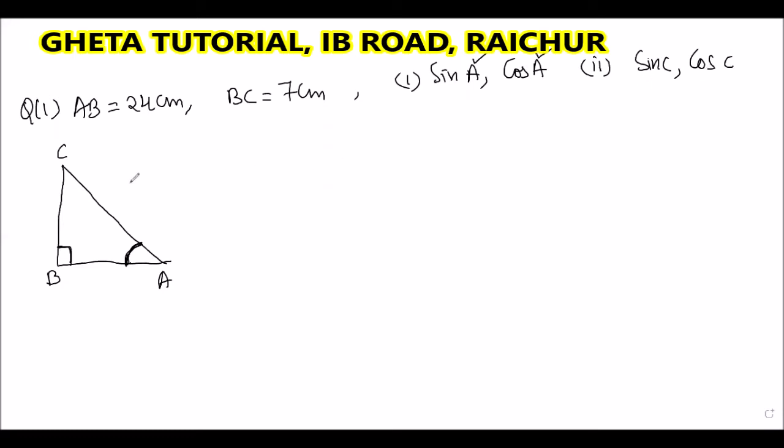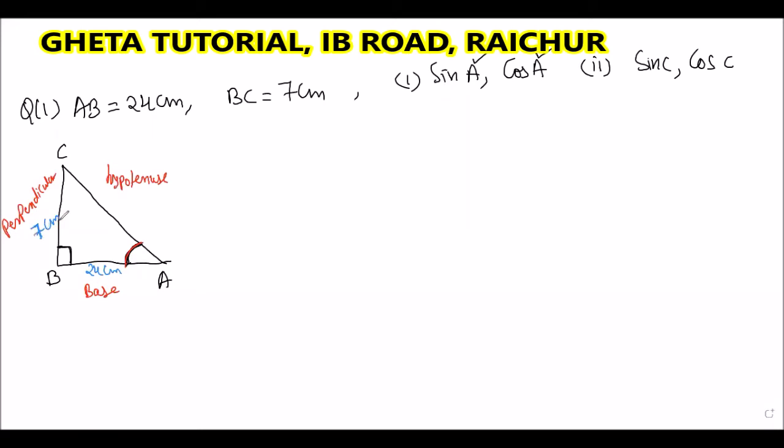So first listen here. Sine A is nothing but angle A. Now here, this is the hypotenuse. The opposite of angle A is called the perpendicular, and this is the base. Now AB is given here as 24 centimeter, and BC is 7 centimeter.